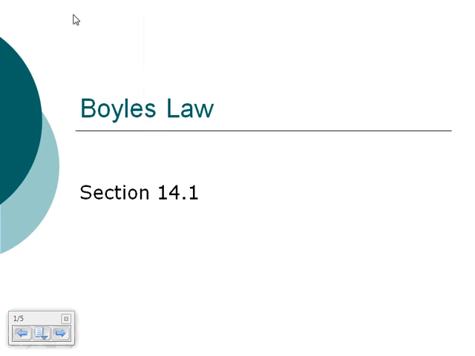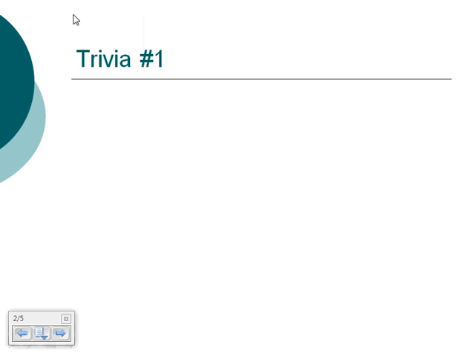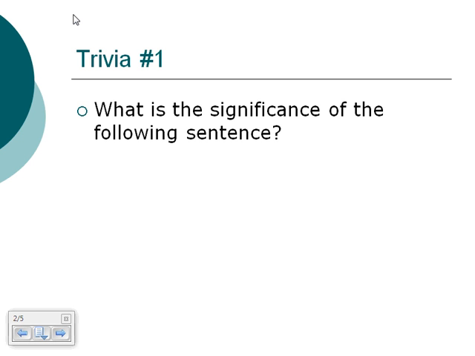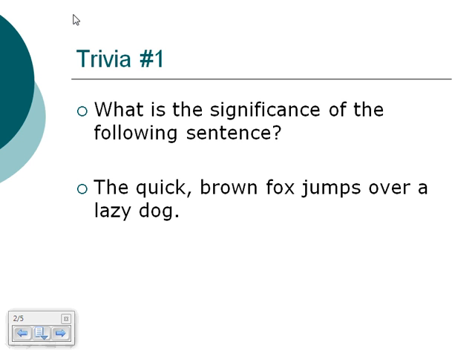I'm going to start out with a trivia question. What is the significance of the following sentence? The quick brown fox jumps over the lazy dog. I don't know if you have the answer or not, but I'll let you figure that out. And this is actually called a pangram.